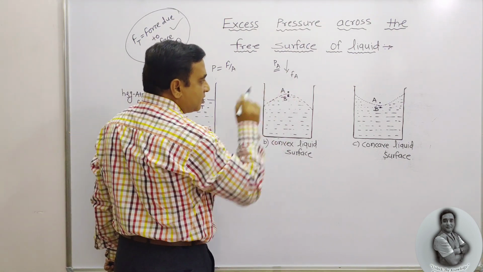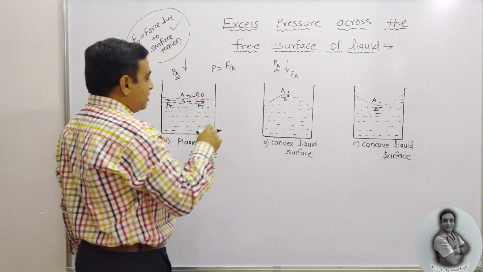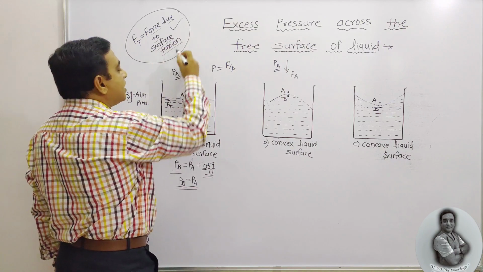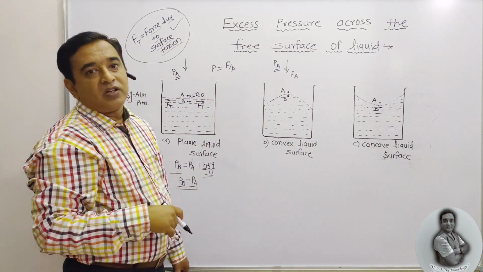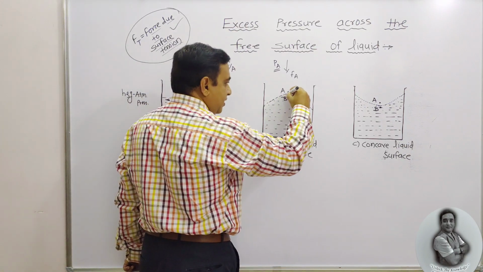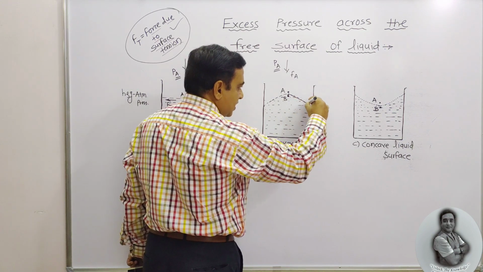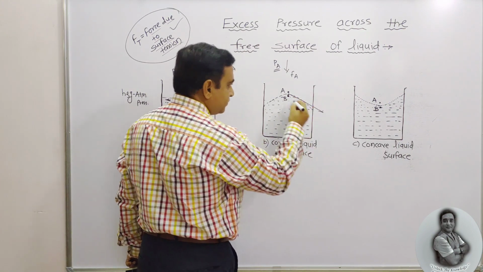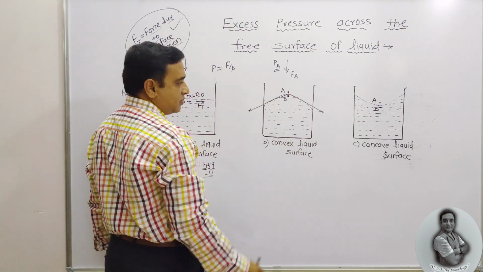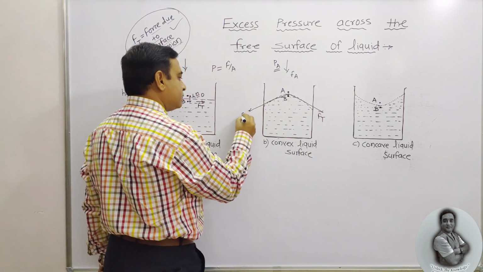Here Fa is the force which is applied. Now I am going to obtain the resultant force due to surface tension that will decide the shape of the liquid surface. Here, I am going to draw a tangent to this surface. Here it is, the tangent I am going to draw. These tangents are nothing but the force due to surface tension.